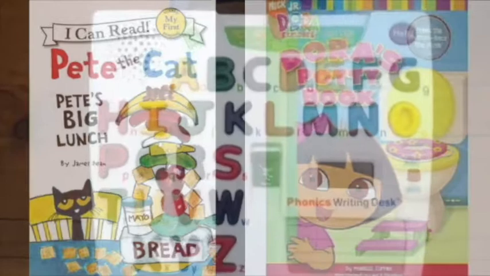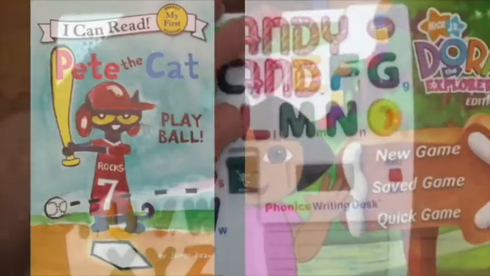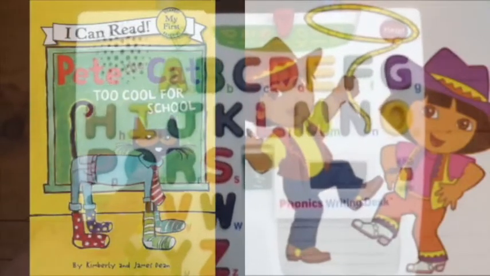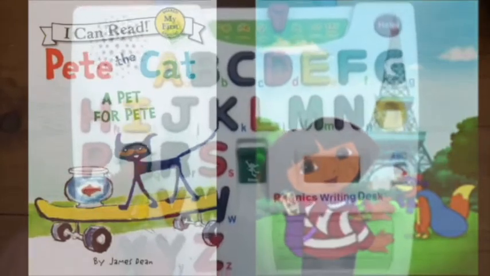J. Brilliant! This is how you write the letter J. Let's learn the sounds that letters make. Please press a letter to hear its sound. Z says Z. This is how you write the letter Z. Q says Q. This is how you write the letter Q.